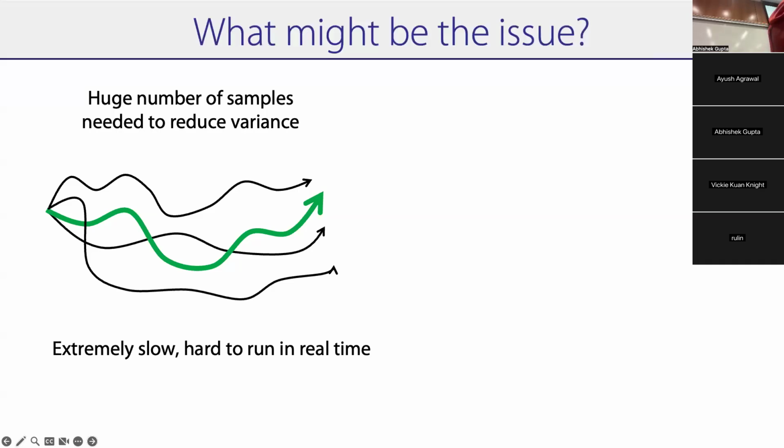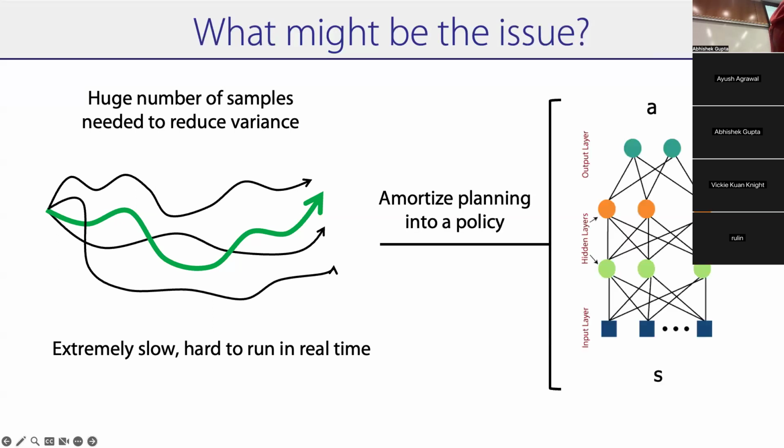And so what is often done is you take this process and amortize it into a policy. You can use your model to do planning, but then you take the result of your planning process and amortize it into a neural network that takes in state and produces action. So you plan in your model, you figure out how to do things, and then you take that decision making and put it into a policy. And a policy is a lot faster to run than a model.